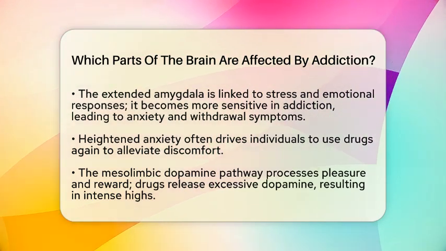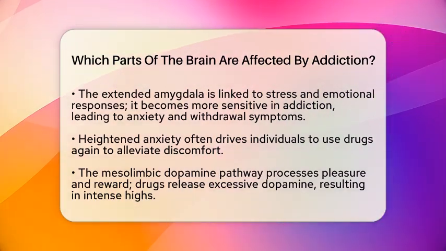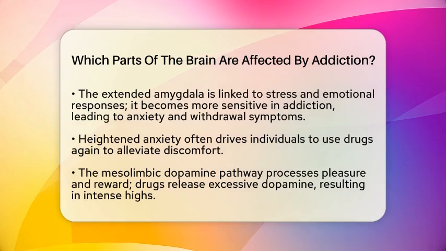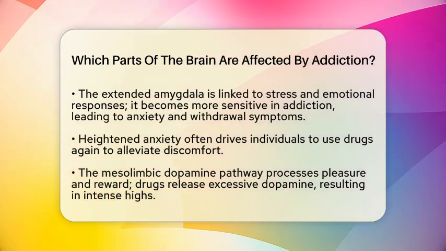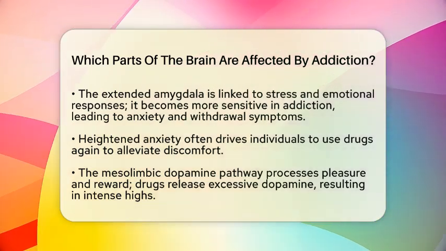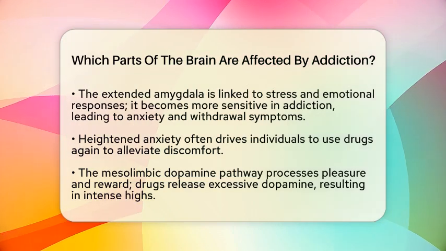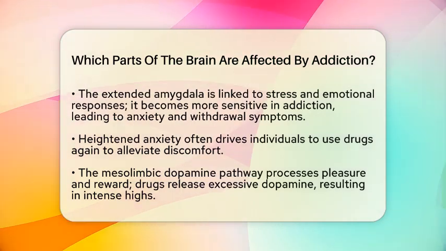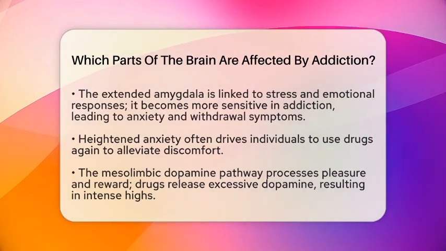The mesolimbic dopamine pathway is essential for processing pleasure and reward. Drugs hijack this pathway by releasing excessive amounts of dopamine, which is a neurotransmitter associated with pleasure. This results in the intense highs experienced during drug use.